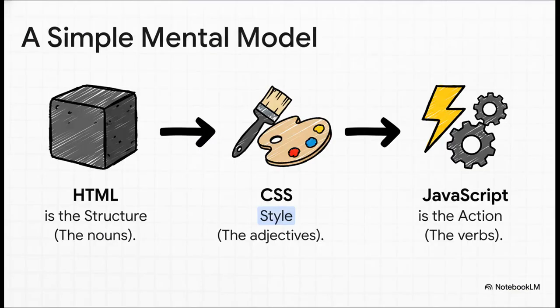It all kind of boils down to this simple model. Just think of HTML as the nouns of a page. The person, the place, the thing. CSS provides all the adjectives that describe those nouns: beautiful, blue, large. And finally, JavaScript provides the verbs, the actions that can perform.